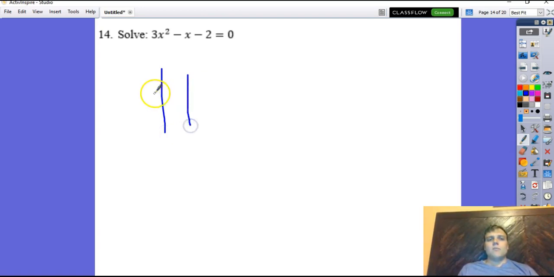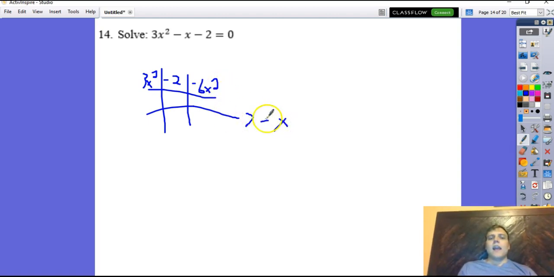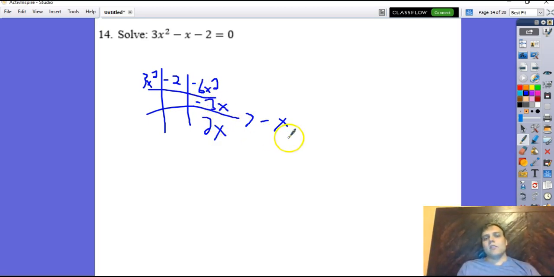So, I draw myself my tic-tac-toe. I put my 3x squared here. I put my negative 2 here. Multiply the 2. Gives me negative 6x squared. Okay. Draw my little box. So I need two numbers that multiply to negative 6x squared and add to negative x. Negative 3x and 2x. 2x times negative 3x is negative 6x squared. Negative 3x plus 2x is negative x.